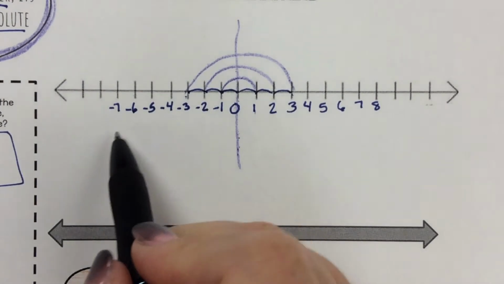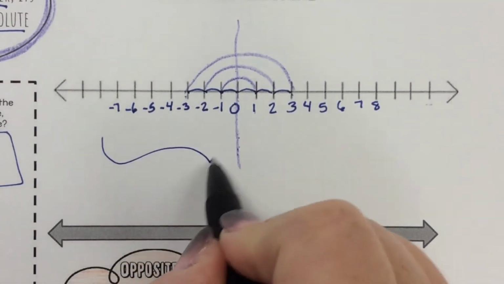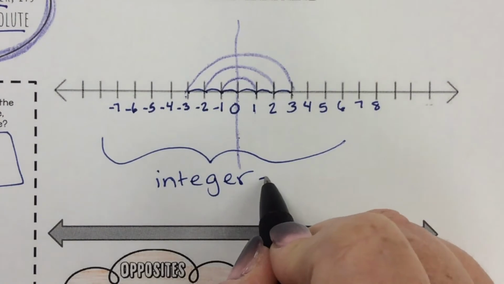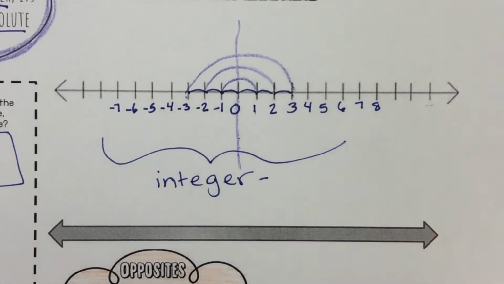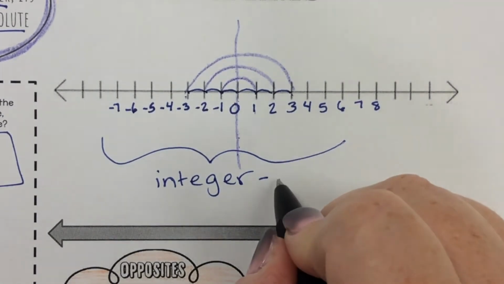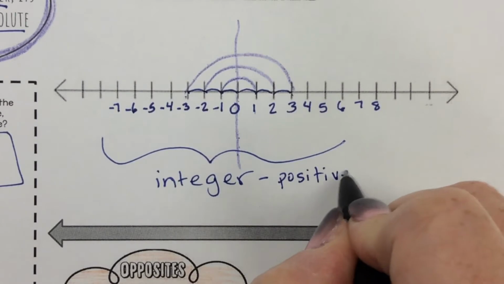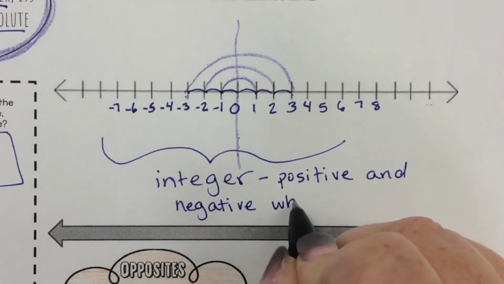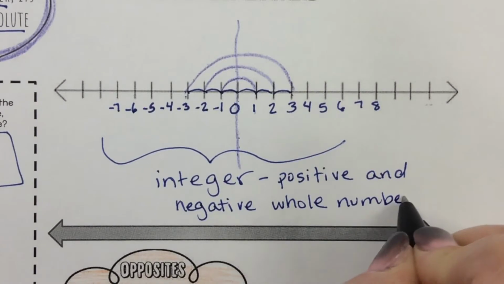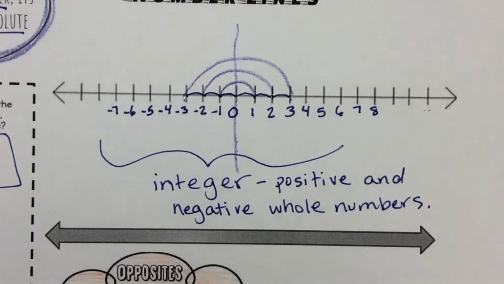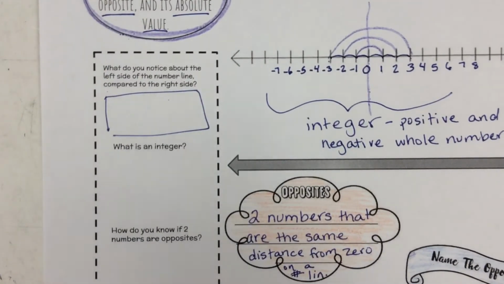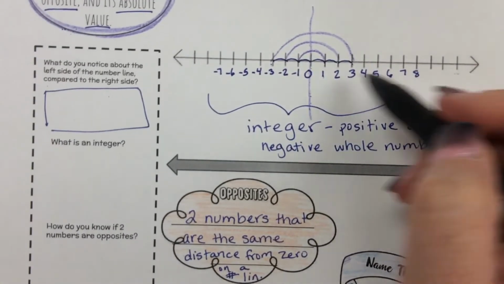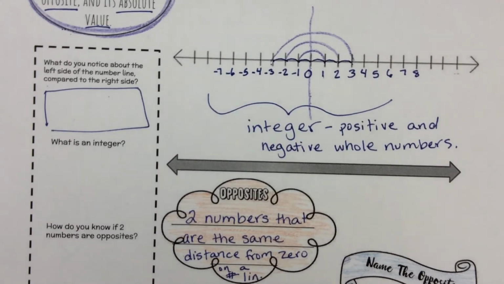Now, all of these numbers belong to a special category of numbers, and they are called integers. They are all integers. Those are the positive and negative whole numbers, or we could say whole numbers and their opposites. Make sure you write that over here. What is an integer? Can you name an integer? Sure. 8 is an integer, but so is -3. Okay, they are both integers.